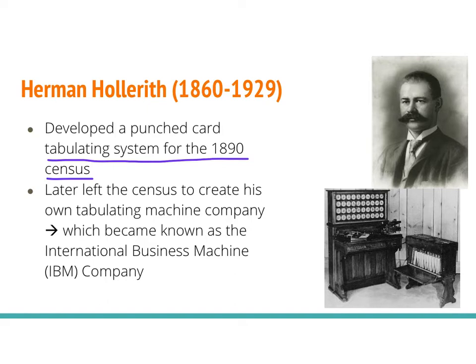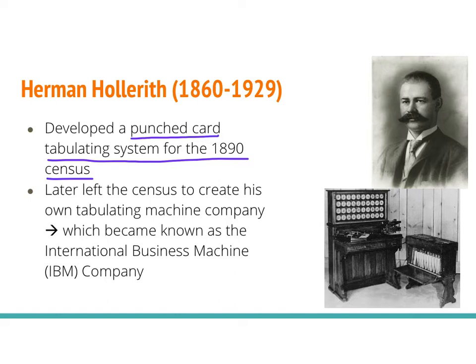And essentially what was happening is that the census was taking longer and longer to complete, and it was reaching a point where the census that was taken every 10 years was going to take more than 10 years to actually tabulate. So it wouldn't be possible to make it accurate. So this tabulating system that was created by Herman Hollerith used punched cards and essentially allowed us to perform our census in a much more quick and efficient way.